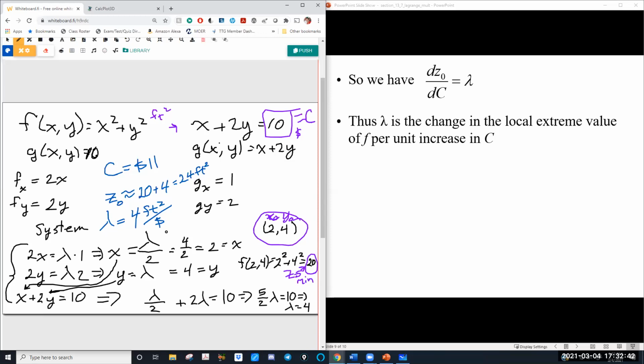Questions about that? Hopefully you guys are still able to hear me. Is the audio still coming through okay? Yep. Okay. So questions about that interpretation of the Lagrange multiplier?